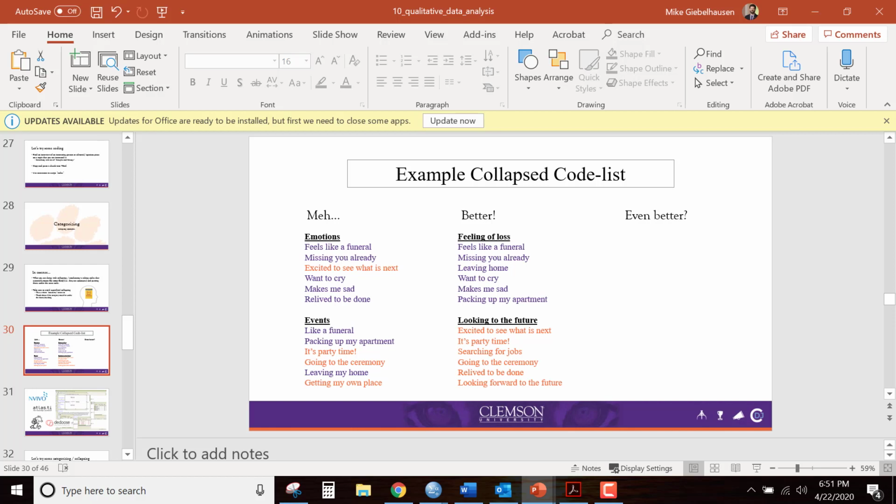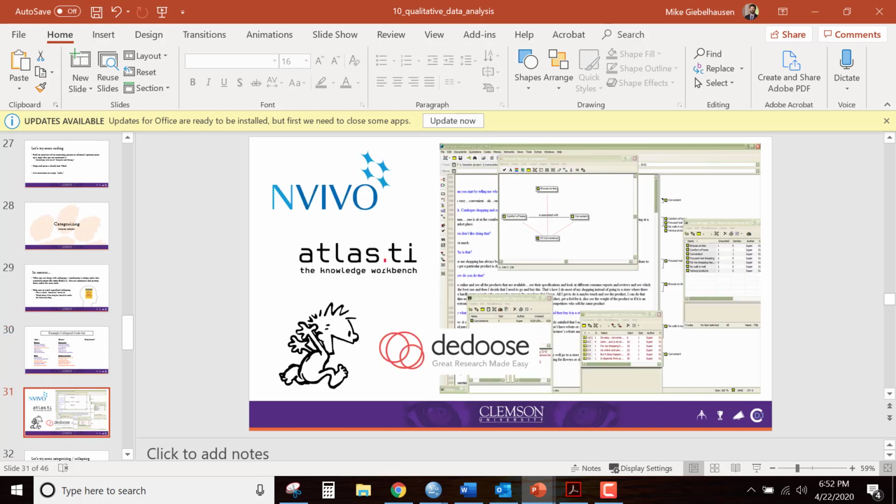So feels like a funeral, missing you, leaving home are all related to feeling losses, even though some of them refer to events and some of them refer to feelings. So when we collapse, we want to collapse thoughtfully into things that really maintain the essence of what those codes were about. Tools that help us do that are things like qualitative software like NVivo, Atlas.